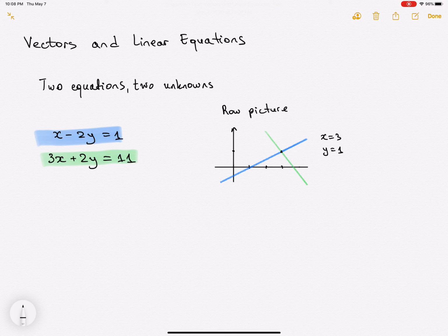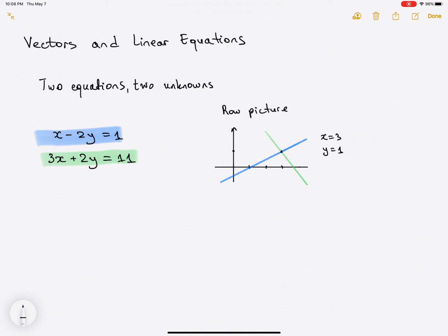Now, let's start with an example. A typical example, something you've all seen in high school, maybe even elementary school, is a system of two equations and two unknowns, such as the one that we have here. When we have a system of equations, we're trying to find these variables x and y so that the two equations are simultaneously true.